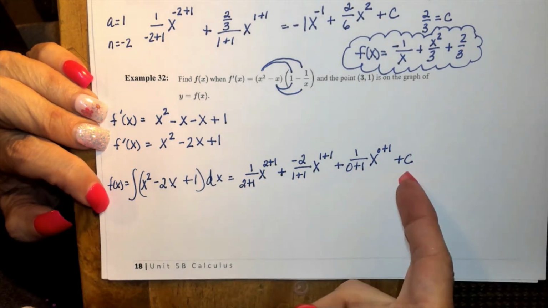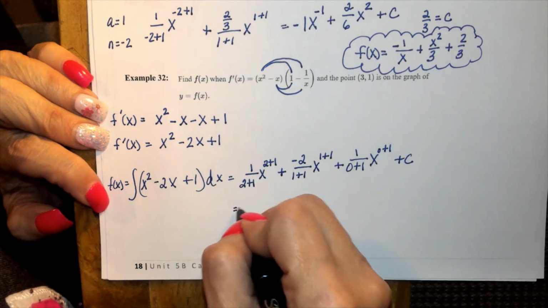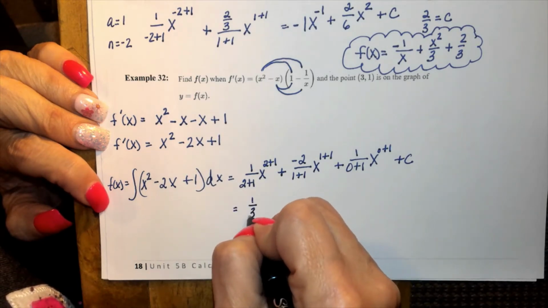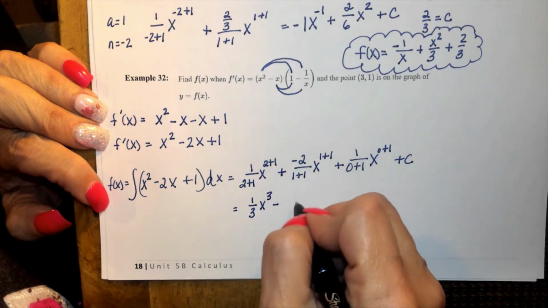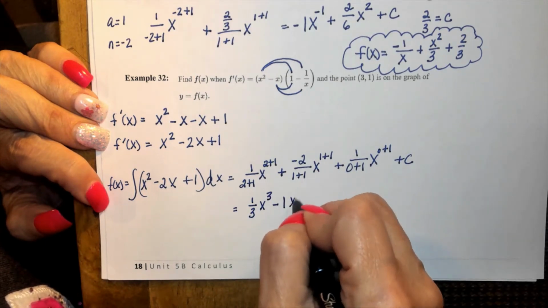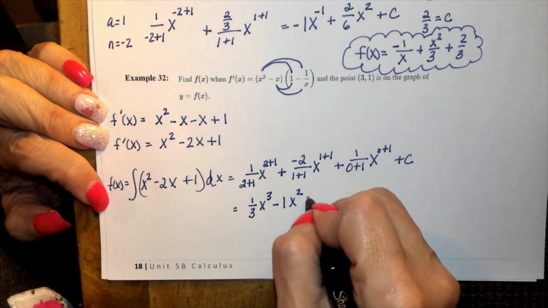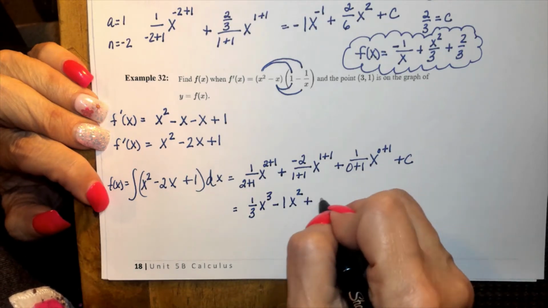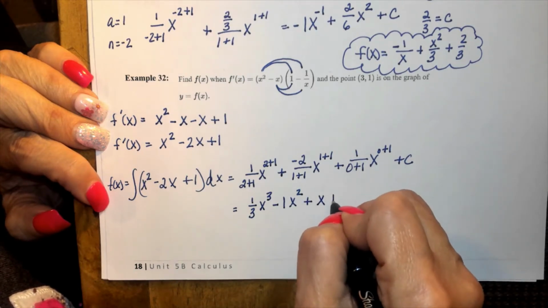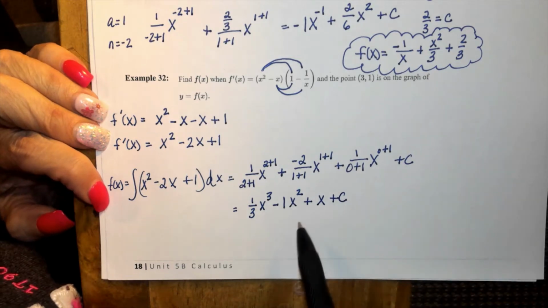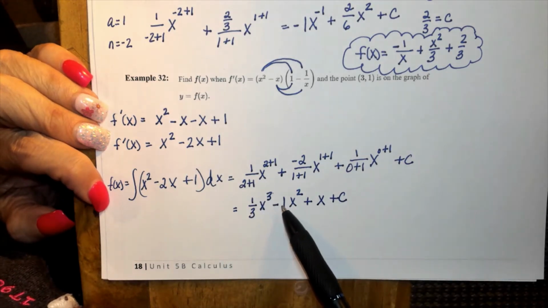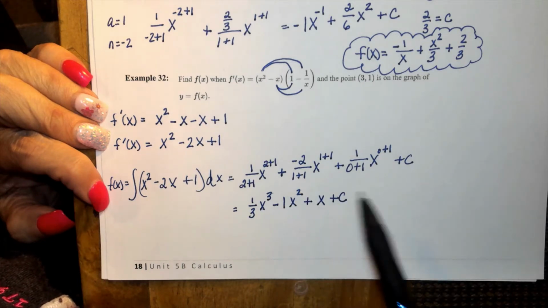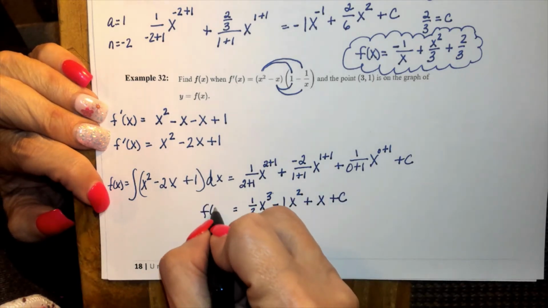Again, go back and look at your derivative rules if you need to. So let's see, that's 1/3 x to the 3rd minus, that's going to be 2 over 2, so that's going to be 1x squared plus 1 over 1 x to the 1, so that'll just be x plus c. I'm going to double check my answers, make sure I got that. 1/3 x to the 3rd minus 1x squared plus x. Okay, so this is f of x.